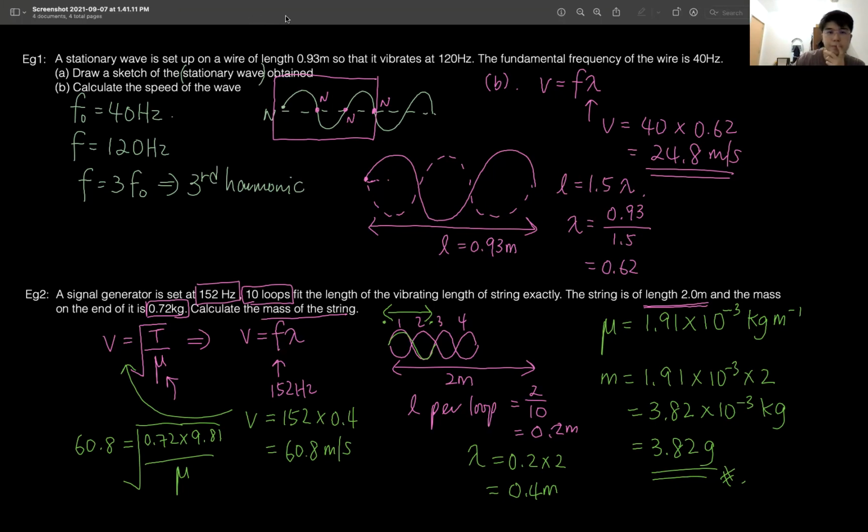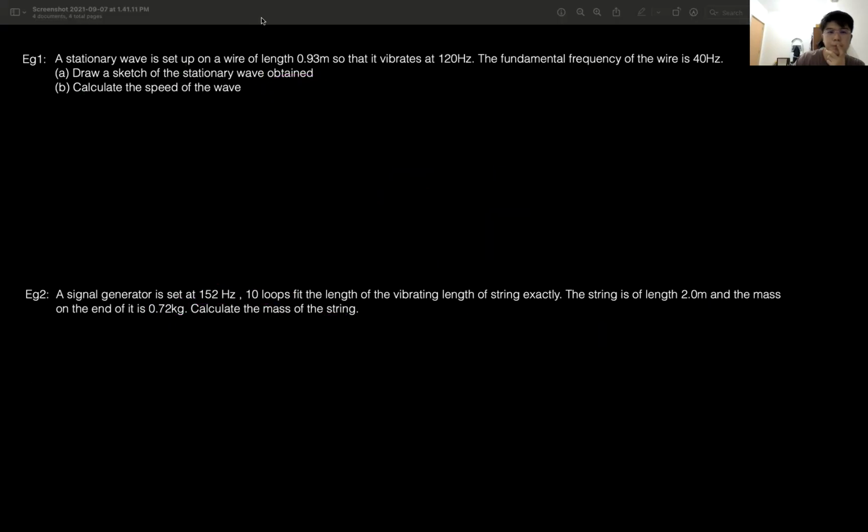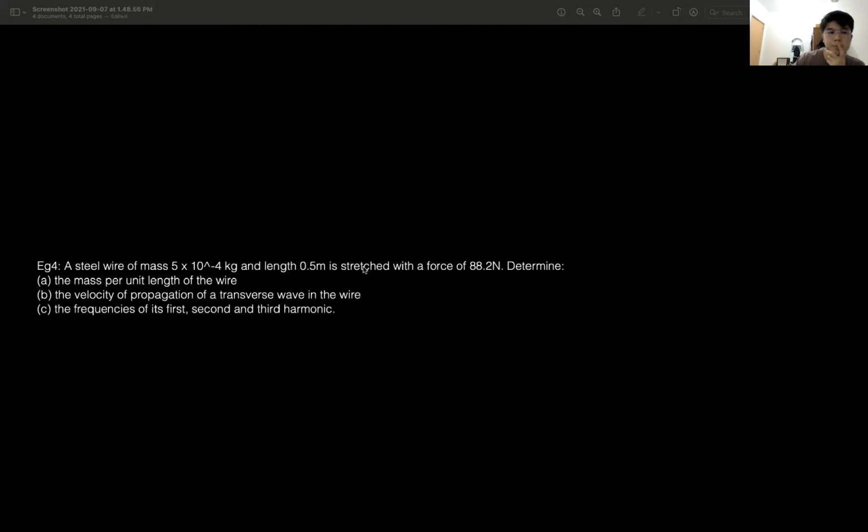Example 4. A steel wire of mass 5 times 10 power of -4 kg and the length of 0.5 stretched with a force of 88.2. Okay, determine the mass per unit length of the wire. We want to find the mu.